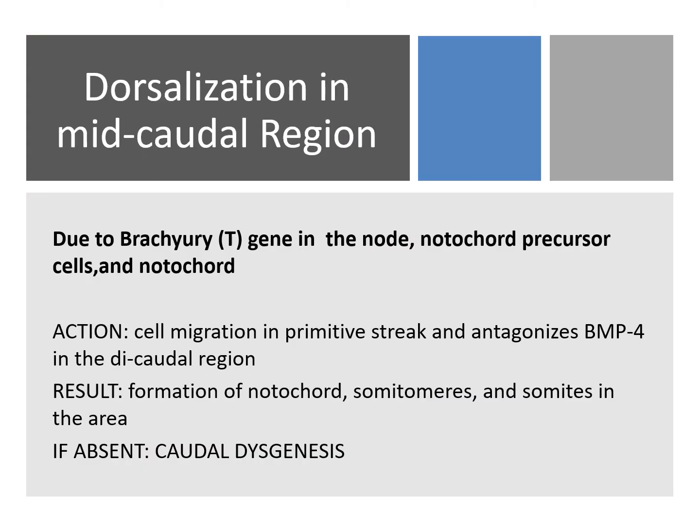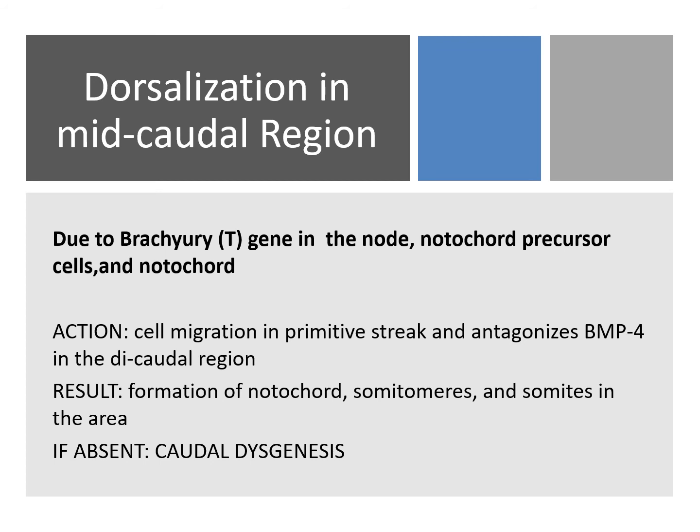The regulation of dorsal mesoderm formation in the middle and caudal regions of the embryo is controlled by the Brachyury gene, which is found in the node, the notochord precursor cells, and even in the notochord. What this gene does is regulate the migration of cells in the primitive streak, and it also antagonizes BMP4 in the caudal region. Because of the Brachyury gene, cells will form notochord, somitomeres, and somites in the area.